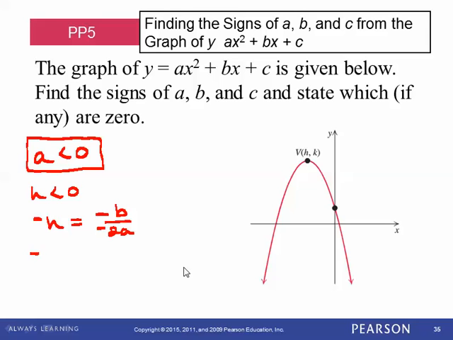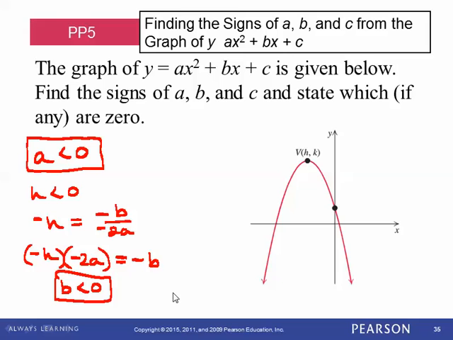So if I were to multiply negative 2a both sides, I get negative h times a negative 2a. Negative times a negative. Positive, right? But then if I divide through by negative 1 over here, I'm still going to get a negative 2AH. And therefore B is also a negative. That's a tough one. If you got that one, that was pretty good.